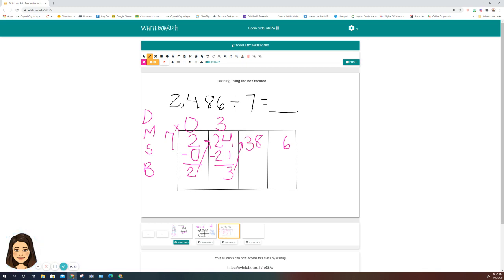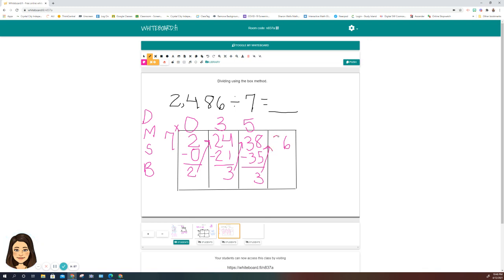So now we're going to divide into 38. 38 divided by 7. 7, 14, 21, 28, 35, which is 5 times. So then we're going to multiply. 7 times 5 is 35. So I'm going to subtract 35. 8 minus 5 is 3. And then we are going to bring it up.